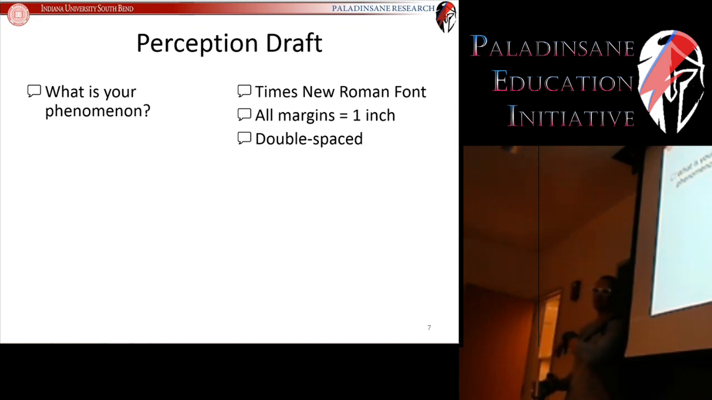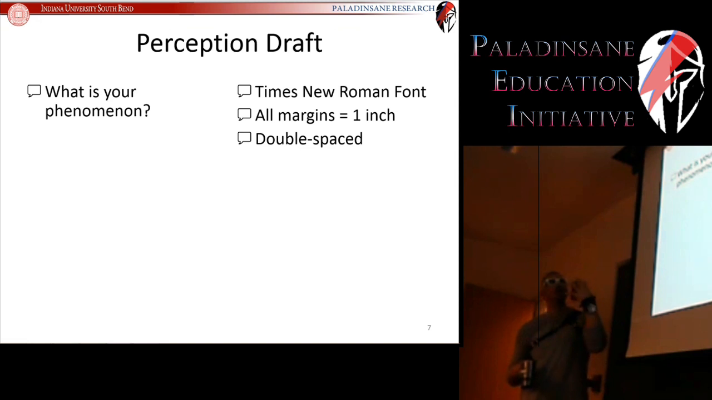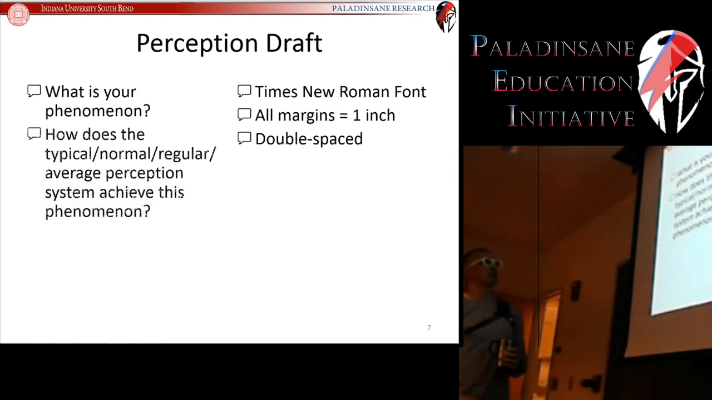Is it the perception of racial divisions? Is it the perception of whatever the perception of is? There's a phenomenon that you're looking for. What is that phenomenon? Communicate that to your reader. What is it that you're investigating?